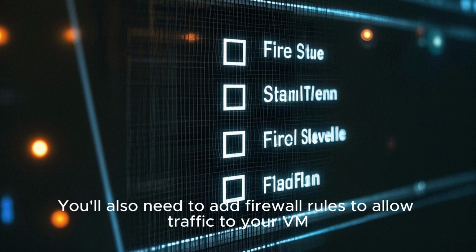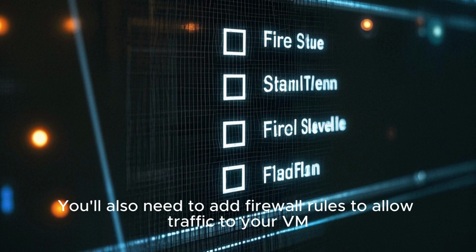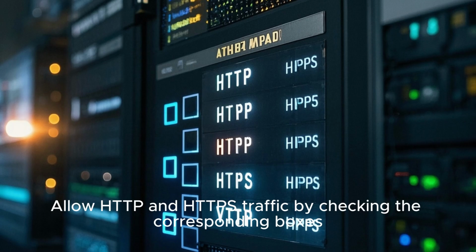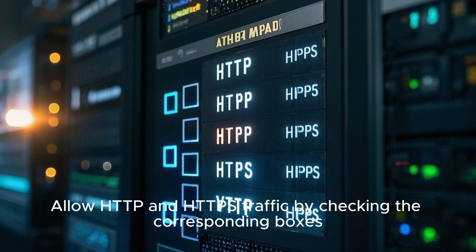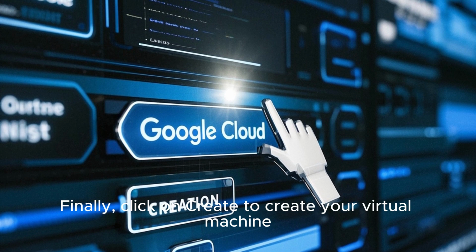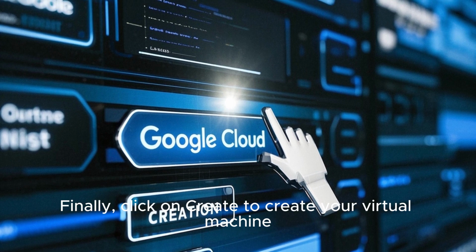You'll also need to add firewall rules to allow traffic to your VM. You can do this by clicking on the Edit button in the Firewall tab. Allow HTTP and HTTPS traffic by checking the corresponding boxes. Finally, click on Create to create your virtual machine.